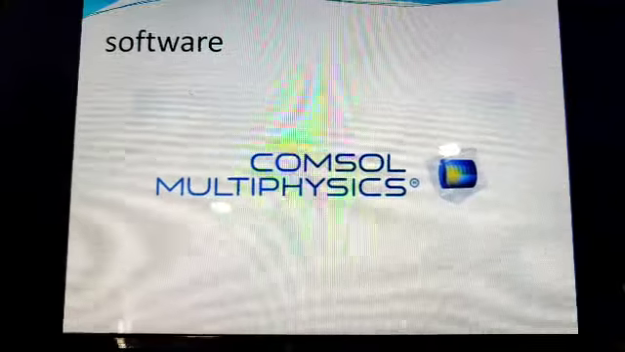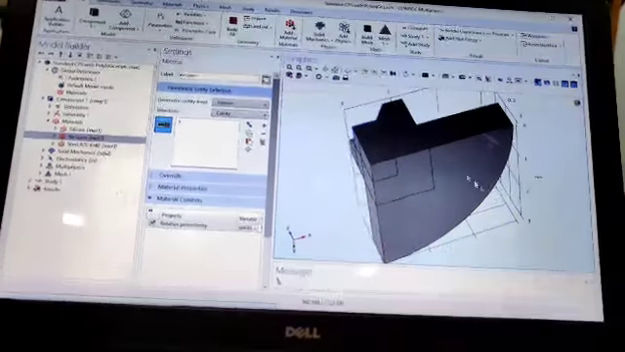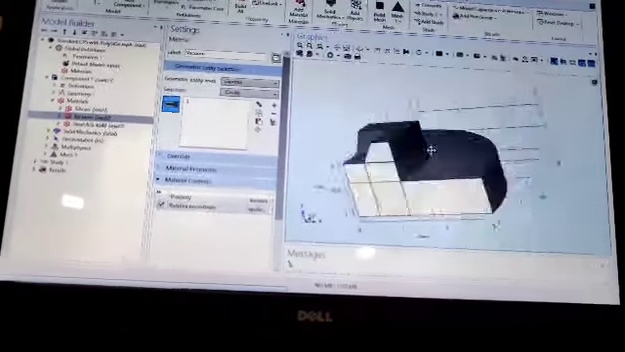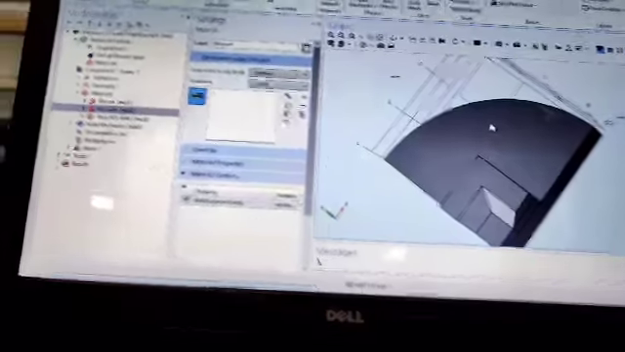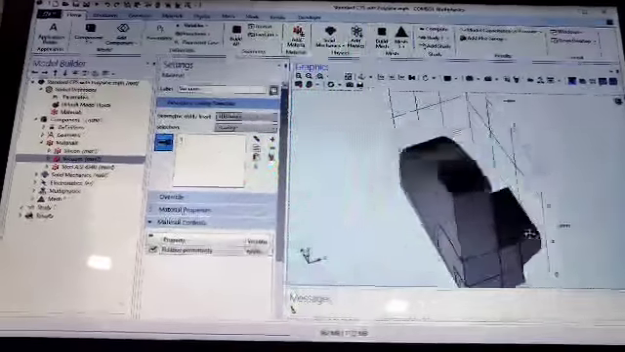We designed this entire sensor in COMSOL Multiphysics. This is the final one, how the sensor looks like. Each part of the sensor is visible in 3-dimensional.